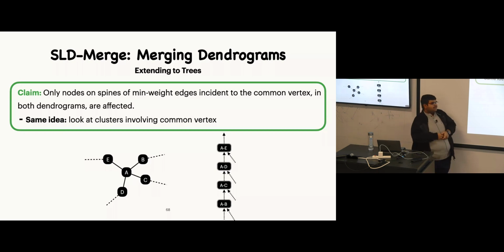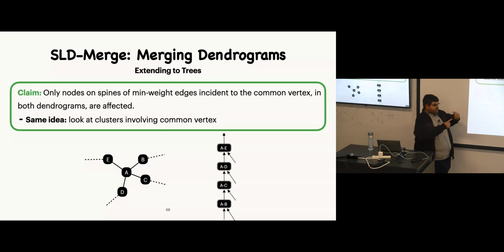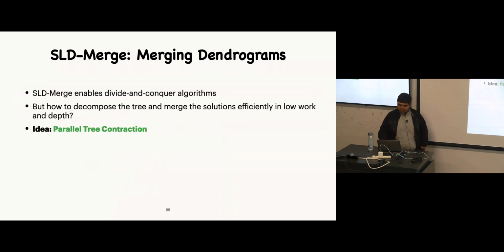And in the path case, it was easy. There was exactly one edge incident to the common vertex. But if it's a general tree and there are multiple edges incident to the vertex, one thing you do know is that if you take the smaller weight edge, the higher weight edges have to lie along this node to root path involving that vertex. So you can always think of just picking the minimum weight edge and looking at its spine, and so you get two spines from the two trees, and then again just doing the merge. So that's the main idea for extending it to trees.